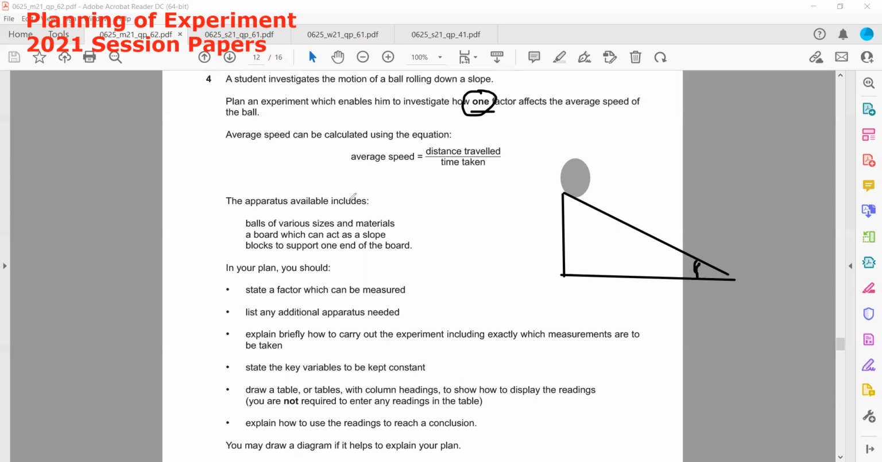So the apparatus available: we have balls of various size and material. We have a board which can act as a slope, and we can have a block to support it. We can have this block here, which can support this board so that the inclination or angle can be changed, or we can make an inclined surface. In your plan, you should state the factor which can be measured. So what factor can be measured here?